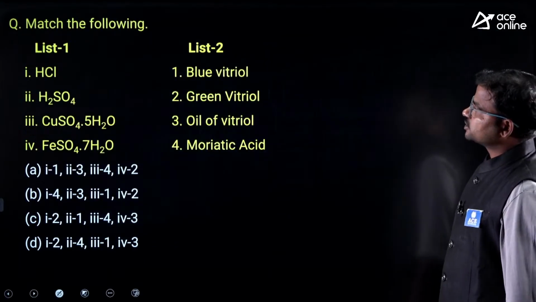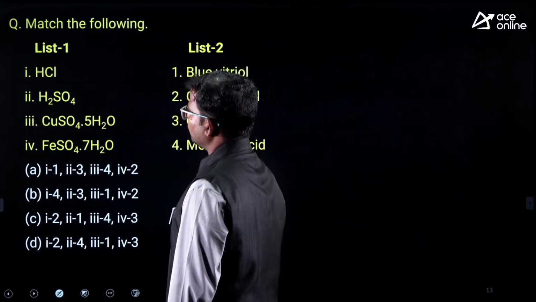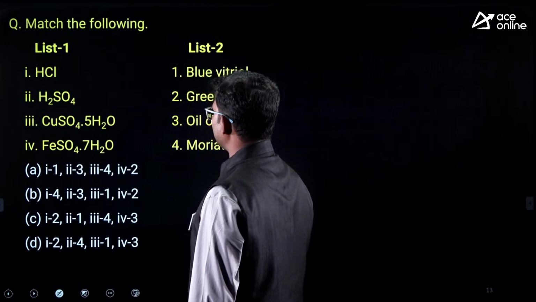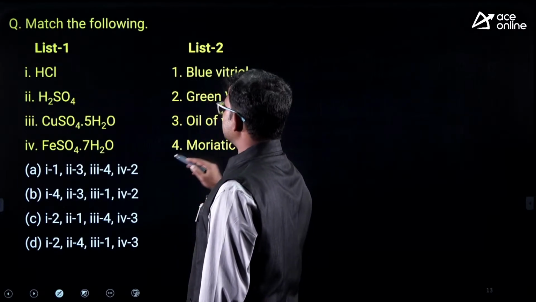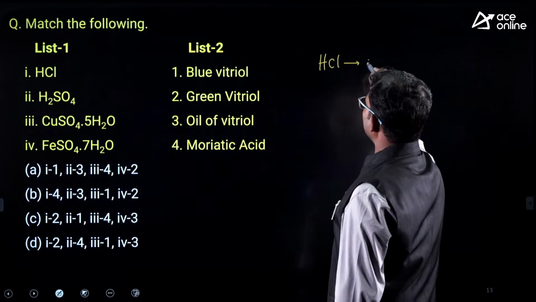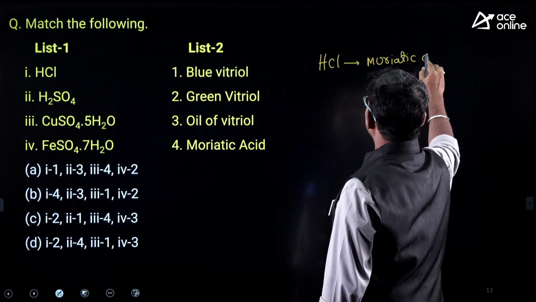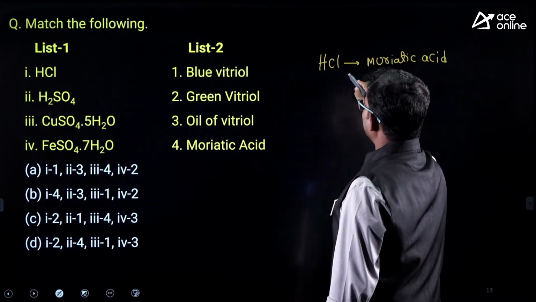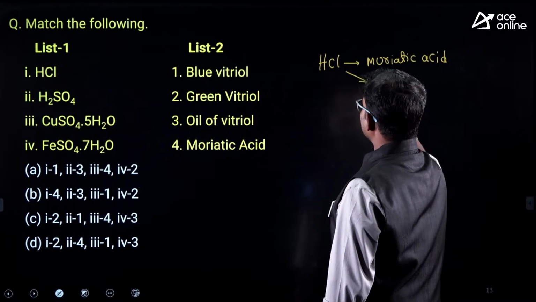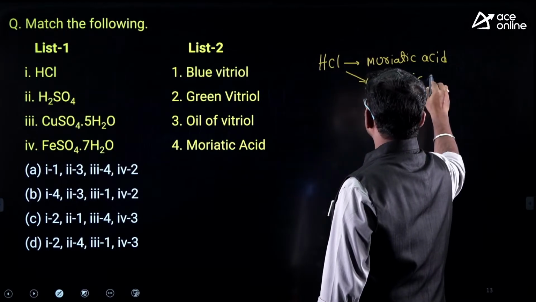Alright, next one, match the following. Here they mention HCl, H2SO4, copper sulfate, iron sulfate. HCl is called muriatic acid, or hydrochloric acid, and it is also found in gastric juice.